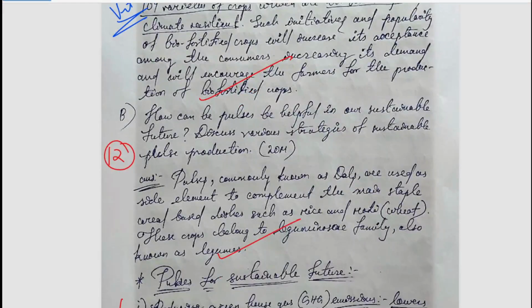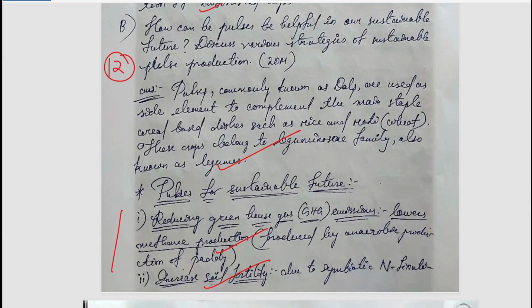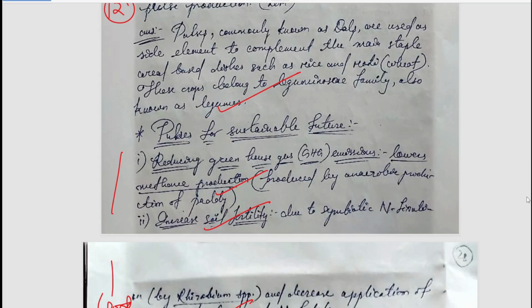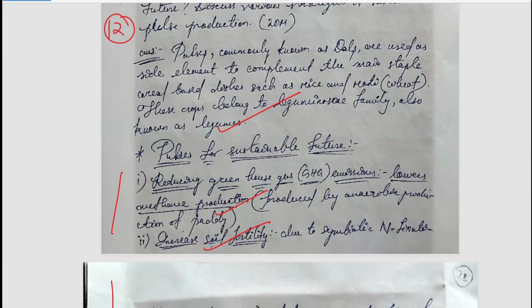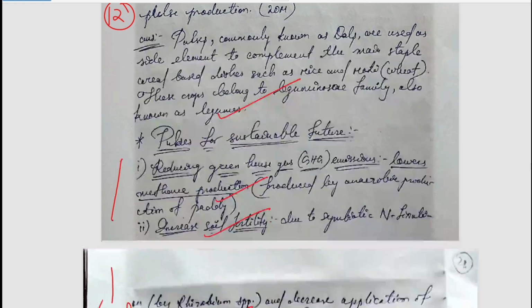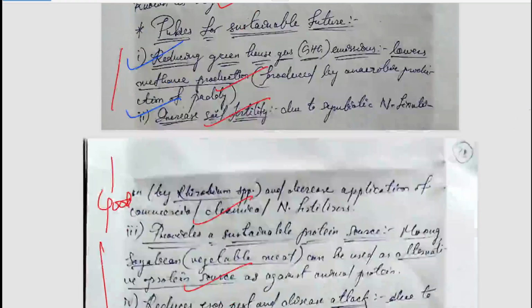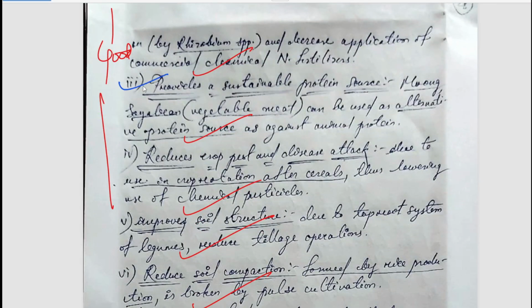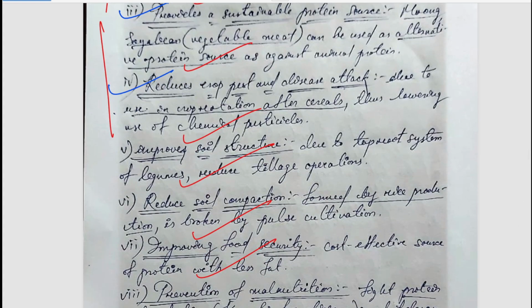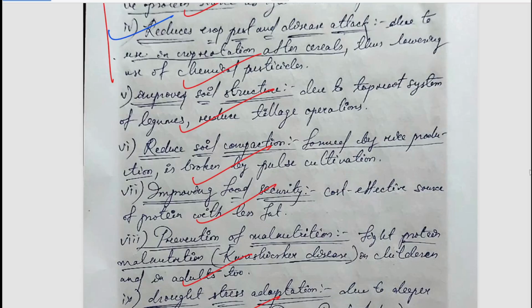Now let's move to the next question. The next question is how can pulses be helpful in a sustainable future? Describe various strategies of sustainable pulse production. Obviously pulses, we all know dals are very good for our health. So how it is helpful for a sustainable future is mentioned here. Obviously it will reduce greenhouse gas emissions, increase soil fertility, provide a sustainable protein source, and reduce crop pest and disease attack. So very well written points. You can simply see it.